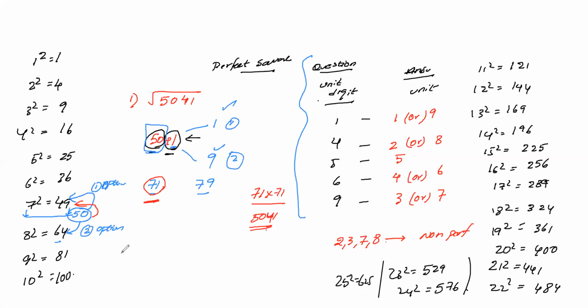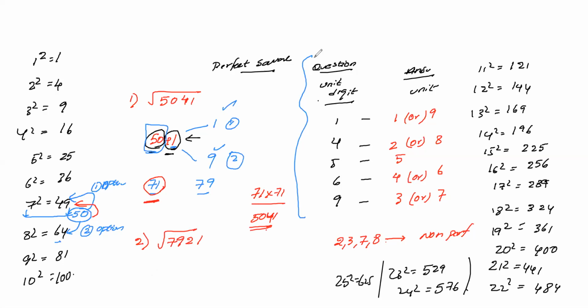So like this, we are able to solve square roots. Please understand it. Let's see the second question. I'll take the square root of 7921.